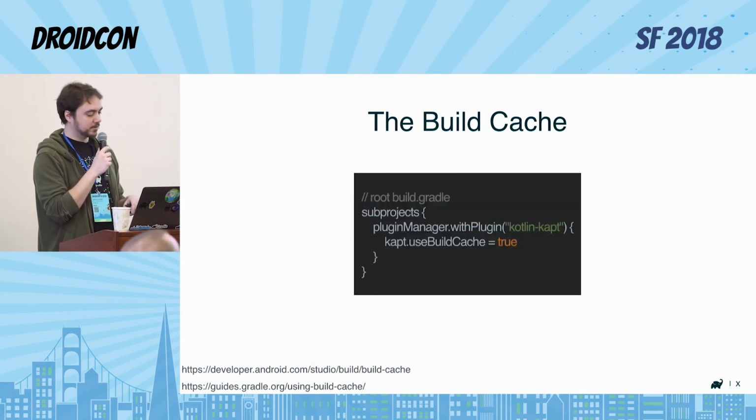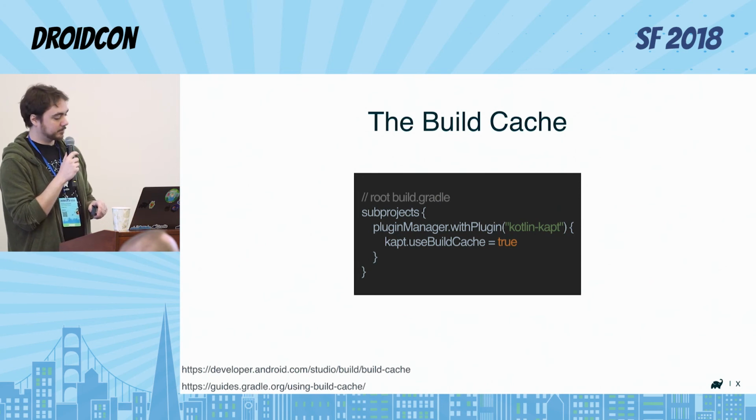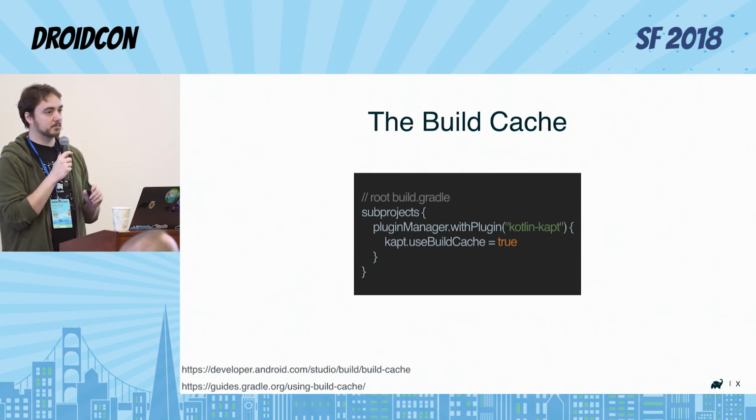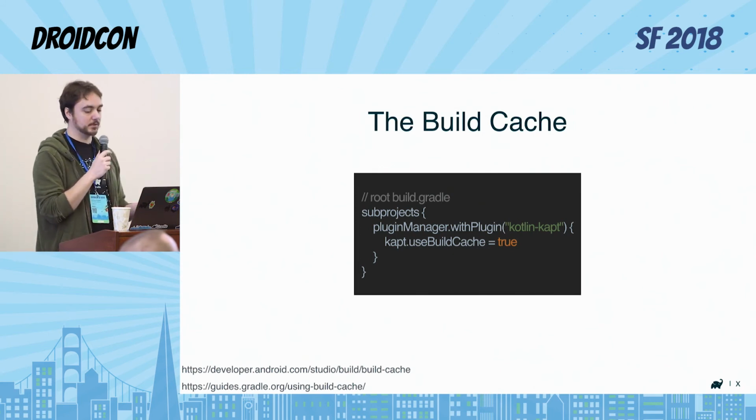And then one piece of practical advice, if you're using Kotlin and kapt and the build cache, add this to your root build.gradle file. It will enable the build cache for certain kapt-related tasks, improving build performance by a lot, like tens of seconds for a clean build.